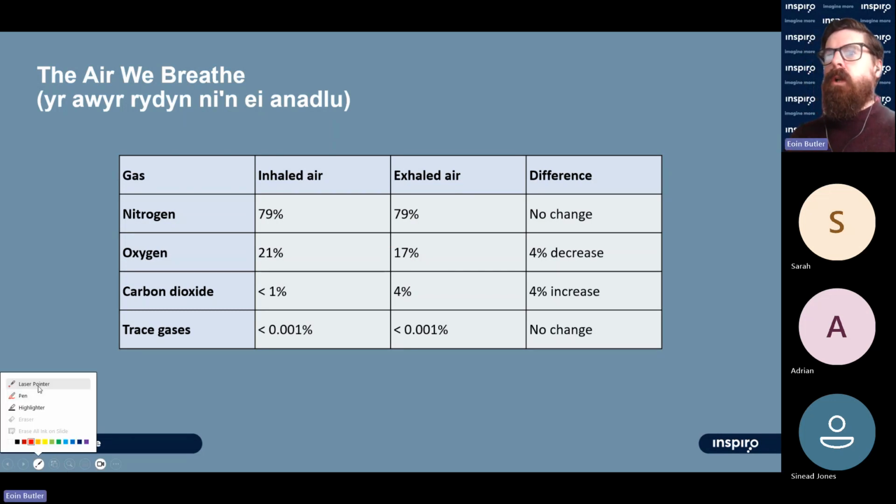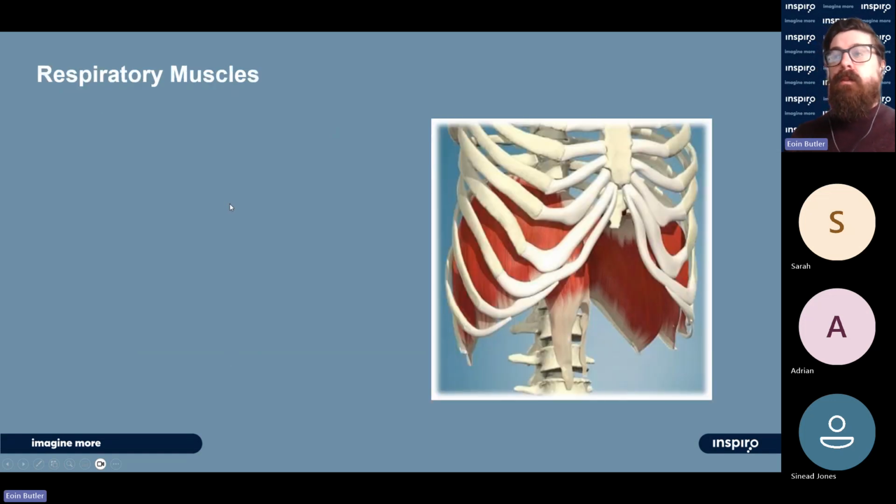Cool. Okay. So we're going to look next at the process of breathing, how we breathe. And we do that through the respiratory muscles. So the lungs themselves are not muscles. The lungs are two air sacs that sit in the thoracic cavity. Our first respiratory muscle here is the diaphragm. As we can see in the diagram, it sits at the bottom of the rib cage underneath the lungs. So it's a dome-shaped muscle that sits underneath the lungs at the bottom of the rib cage.